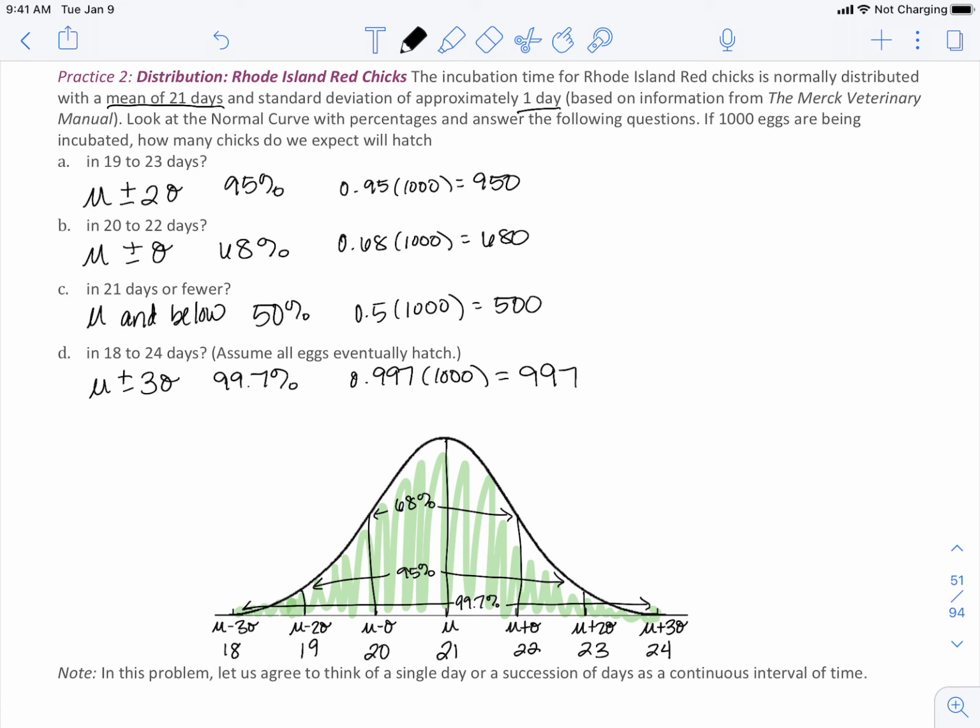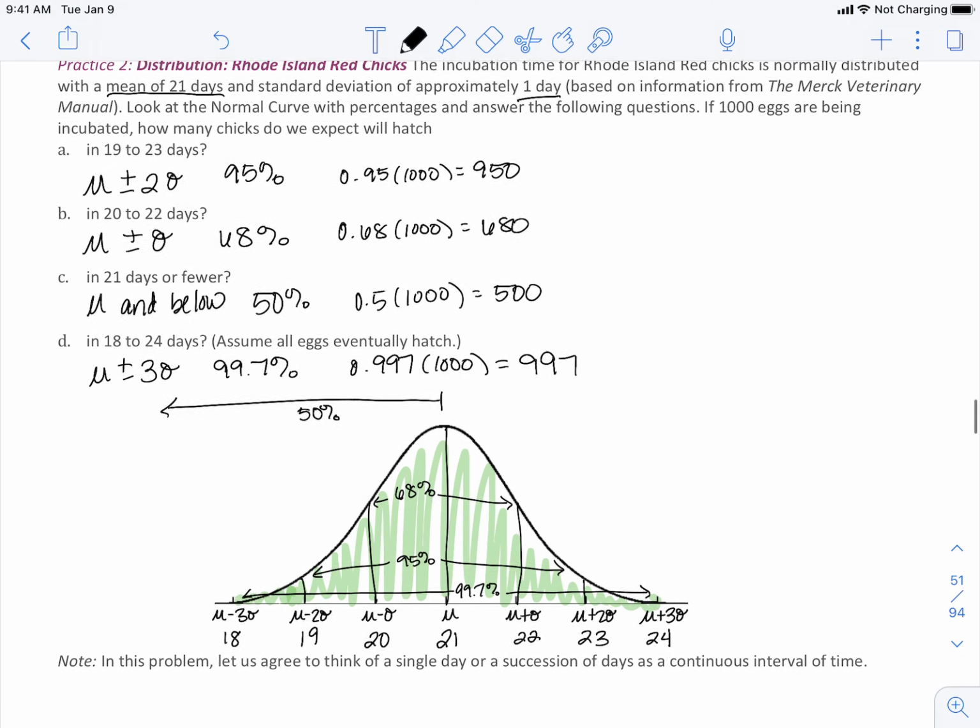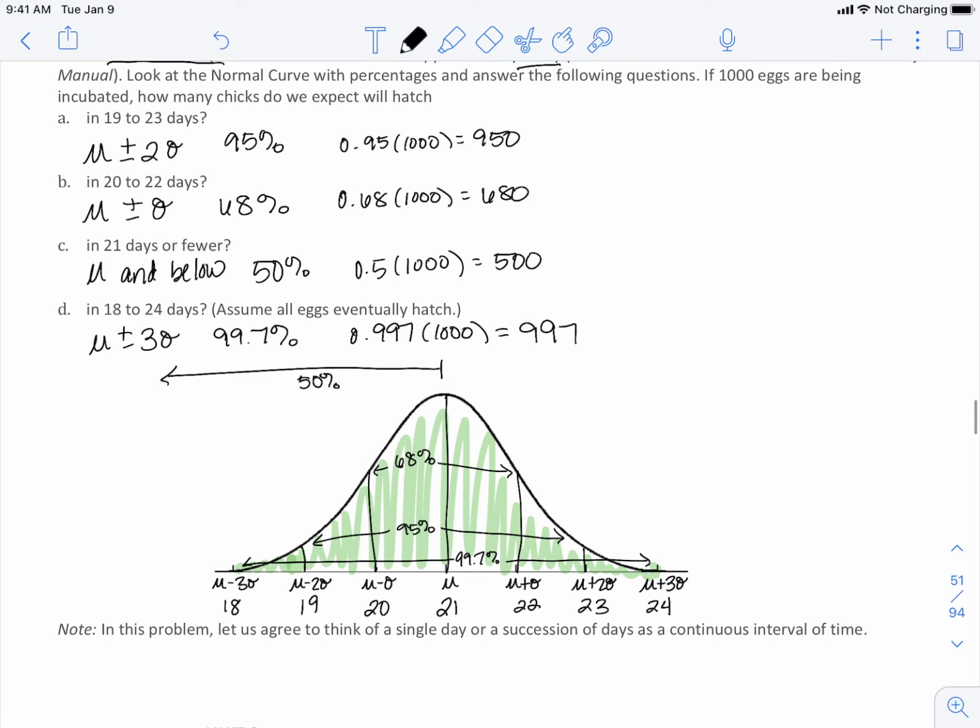Okay, again, if it helps for C, you can also think about adding a line and saying everything from here to the left represents 50% of your data. Okay, and note, it's just a single day. All right, and that's where we're going to end today.